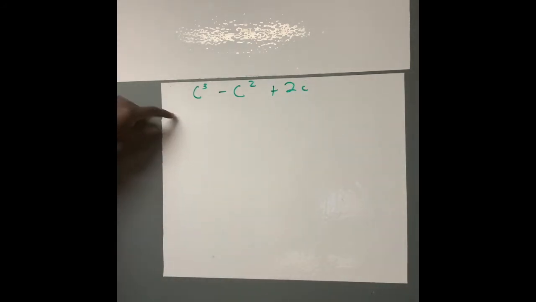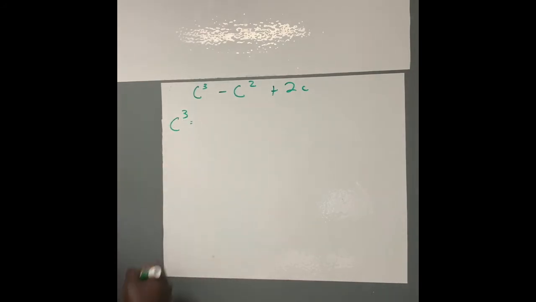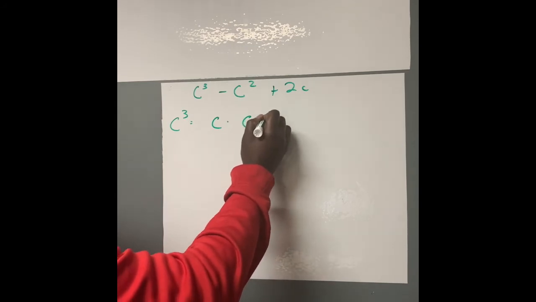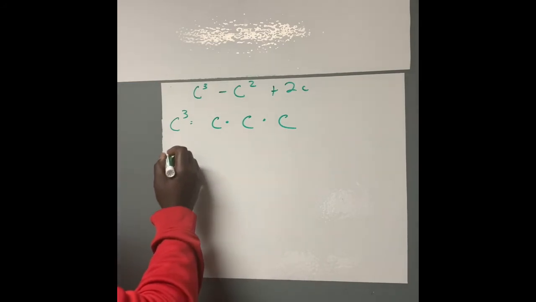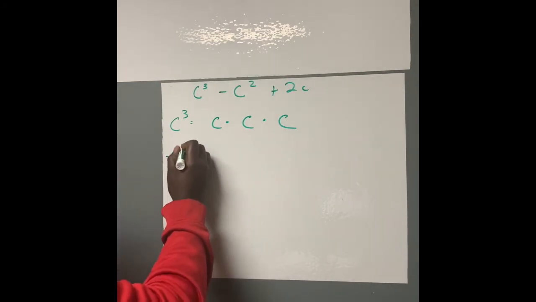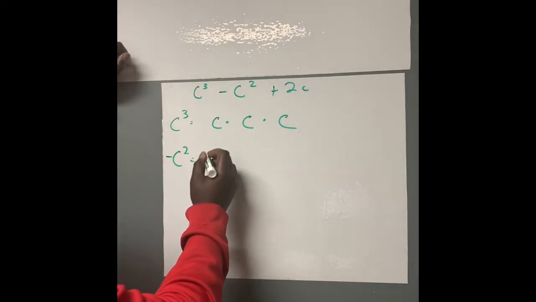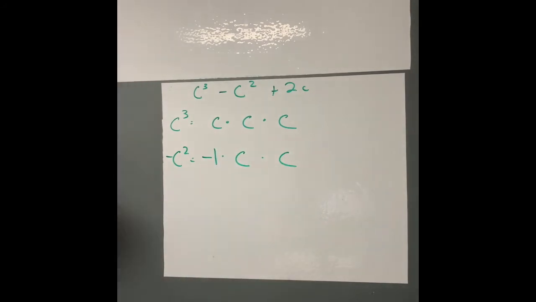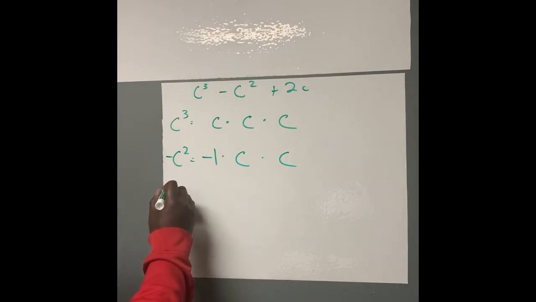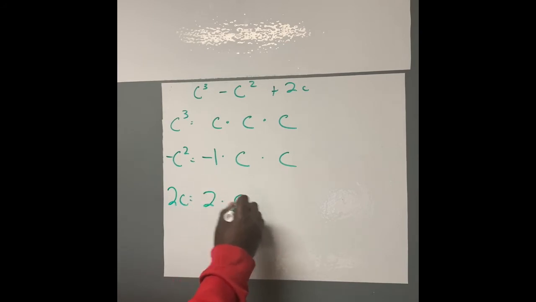All right, so I'm going to take my first term, and I'm going to really separate it so you can see it. I have c to the third, and c to the third is really c times c times c. I'm now going to go to negative c squared. Now, when we have a negative here, we got to be smart. We got to know that if there's a negative there, then there has to be a -1 somewhere. So now I'm going to say -1 times c times c. That's how we break it down. And for the last one, 2c, this is really just broken down to 2 times c.